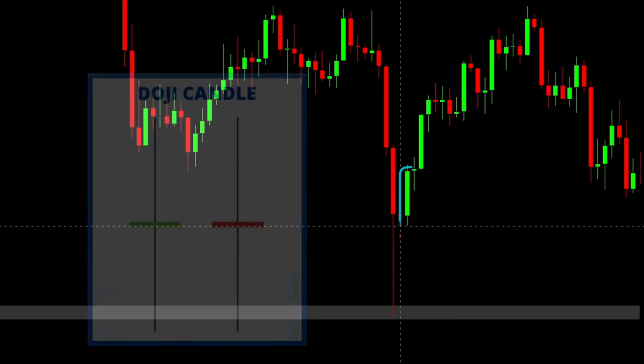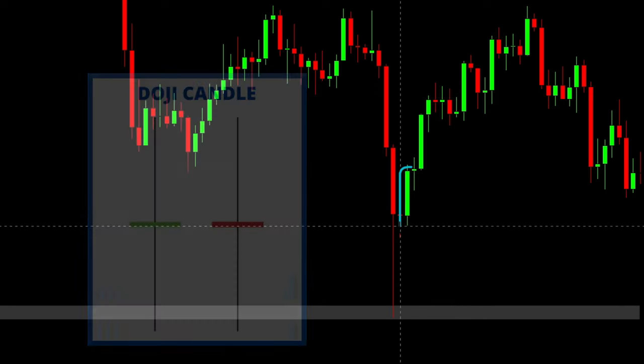The important thing, as I said, guys, this is a reversal pattern, meaning that the pattern should appear after a downtrend. So before this pattern appears, we need to have a downtrend. And the goal of this pattern is to reverse the price here towards the upside.